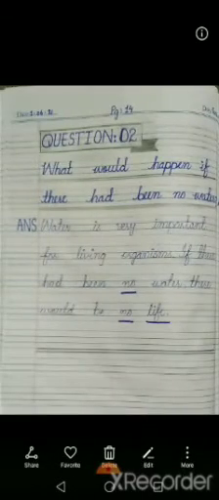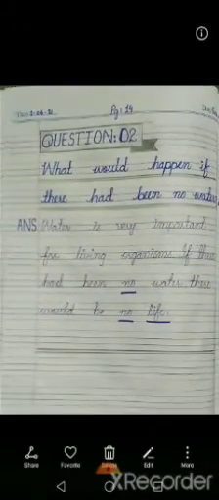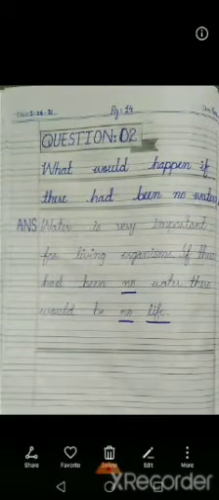Similarly, we have question number 2: what would happen if there had been no water? The answer is: water is very important for living organisms. If there had been no water, then there would be no life. Dear students, I have highlighted the main words of the answer, right? So you have to write the highlighted words with your blue marker.